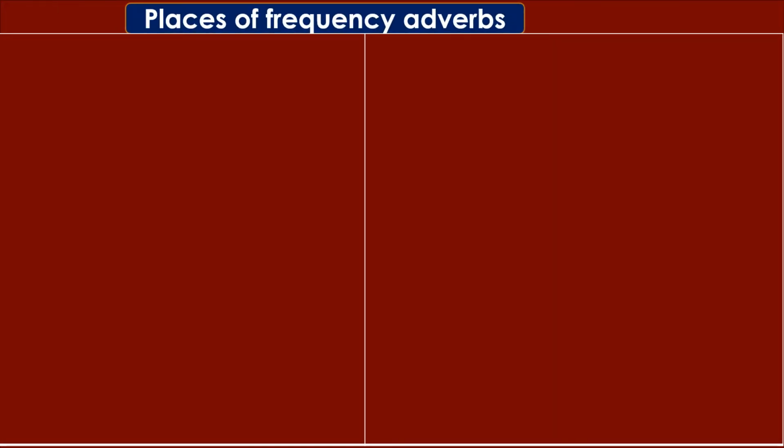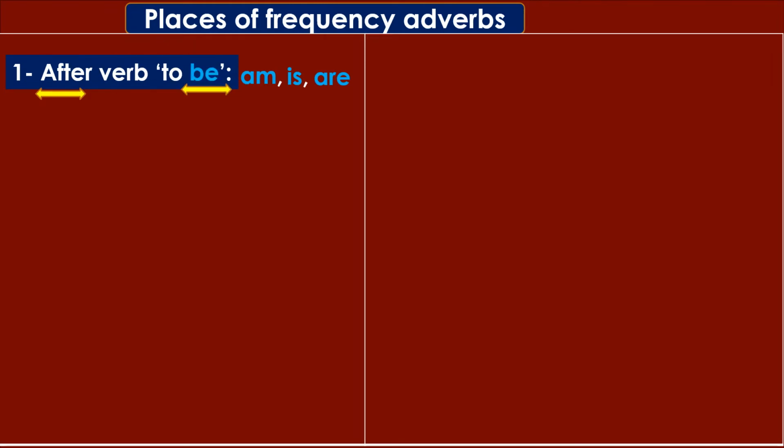Okay, now let's talk about places of frequency adverbs. They come after the verb to be, and when I say verb to be, I'm talking about am, is, and are. Let's have a look at some examples.